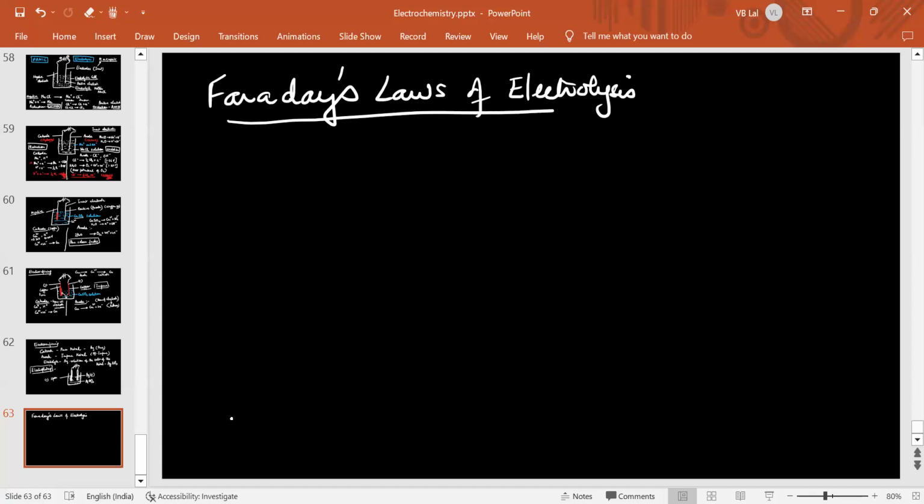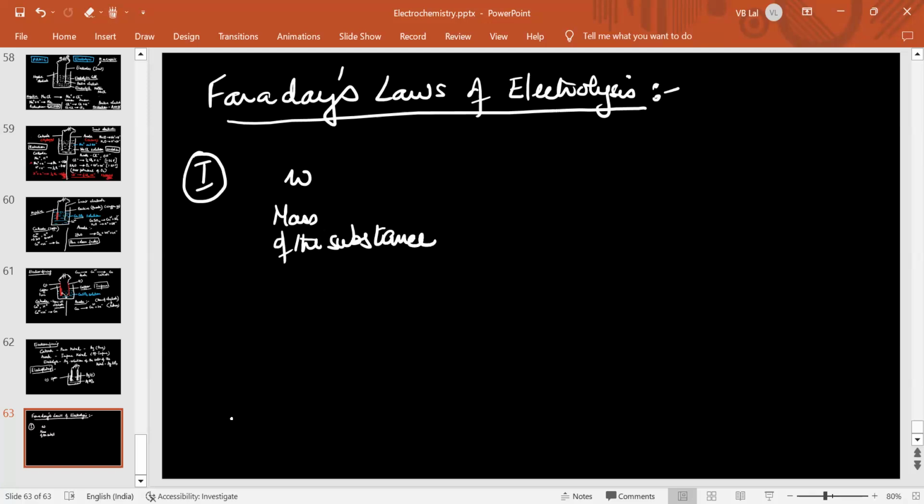Okay, so what does Faraday's law of electrolysis state? There are two laws. The first law, what does it state? It states that the amount or the mass of the substance deposited at the electrode is directly proportional to the amount of current that is passed through it. Okay, so W is the mass of the substance, and is proportional to Q, right?